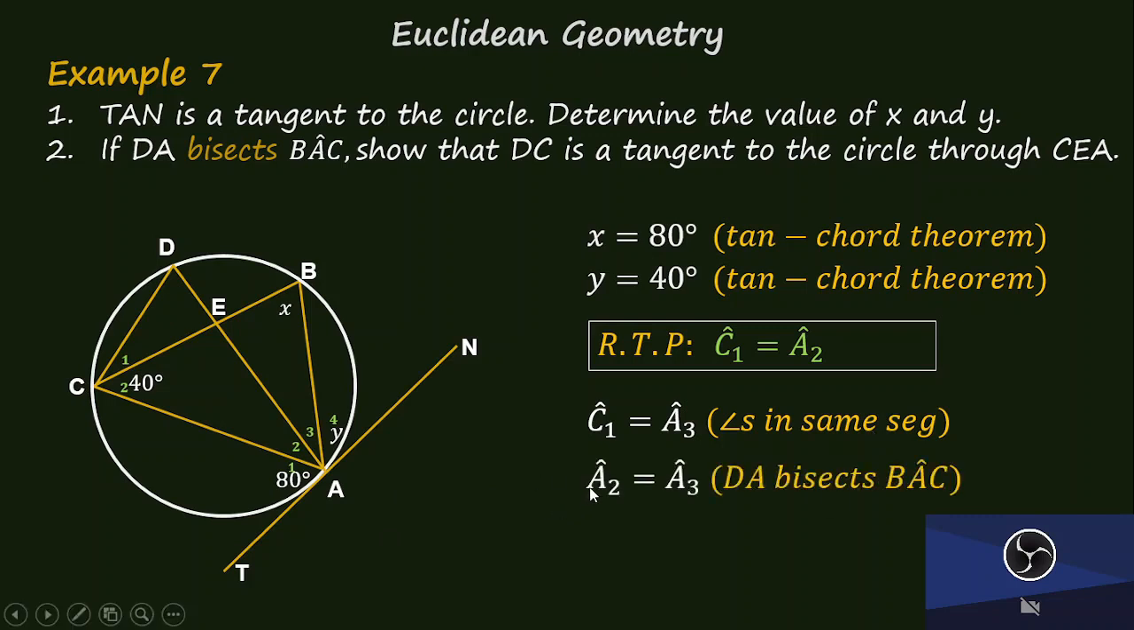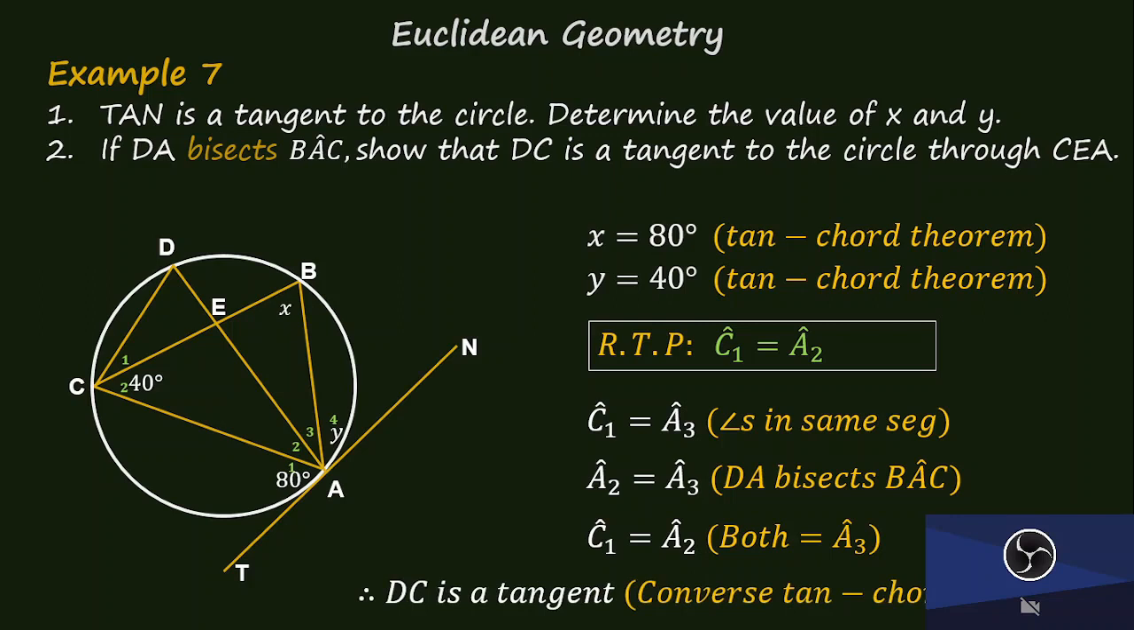Also, we know that A2 equals A3. We were told that DA bisects the angle BAC, so A2 will be equal to A3 because it's bisected by DA. Now we have C1 equals A3 and A2 equals A3. Obviously, if A3 is 10, then C1 is 10 and A2 is 10. So the two are equal because they are both equal to A3. So we have shown that C1 equals A2. Therefore, this is a tangent to the circle. The reason: converse tan-chord theorem.